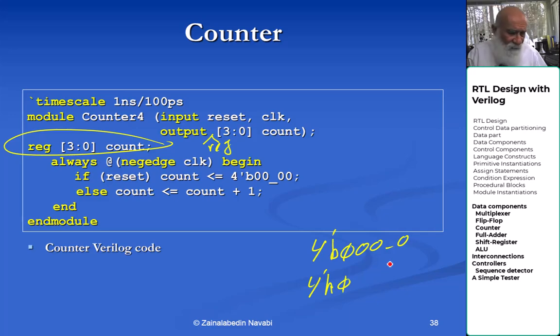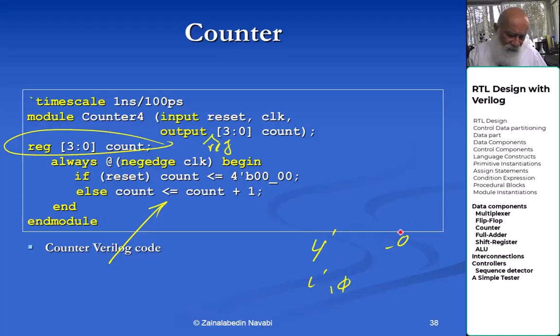In any case, what is happening is on the edge of the clock, reset is looked at. If reset is 1, put zeros inside the counter. If not, come to the else part. The else part takes the old count value, adds a 1 to it, puts it back into the counter. That means on the falling edge of the clock, or negative edge of the clock, if reset is not active, then the counter increments by 1. And then it waits for the next edge of the clock.